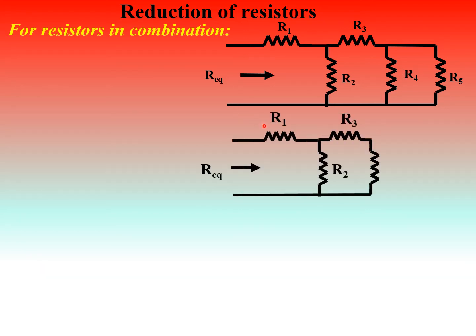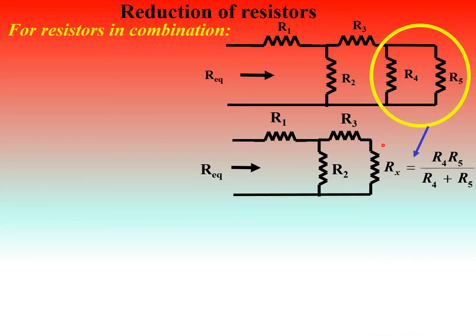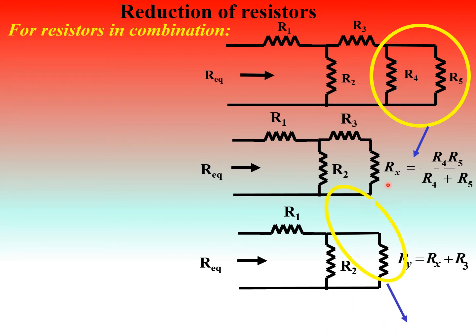Now let us do it one by one. If you see here, R4 and R5 I have reduced to a resistor which is equal to Rx. This Rx is nothing but the parallel combination of these two, R4 into R5 by R4 plus R5. So we have reduced these two resistors into one single resistor. Similarly, if you see R3 and Rx, they are again in series combination, that can be reduced to one equivalent resistor, that is Ry equals Rx plus R3. So I have reduced these two also into one equivalent resistance.